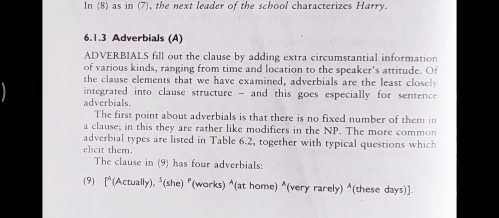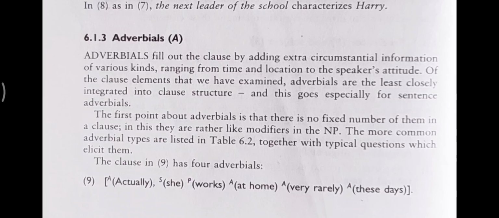See, adverbials add extra information. It may be, as per the context, circumstantial information of various kinds. It may be about time, it may be about place, it may be about frequency, it may be about condition, it may be about manner, duration, direction, reason, goal, like this. These are the various kinds of meaning and information that are associated with adverbials.